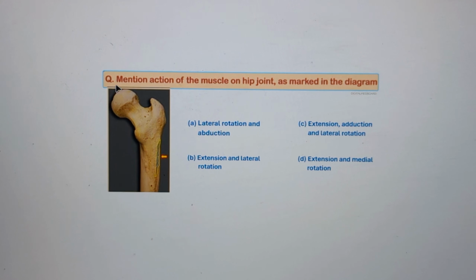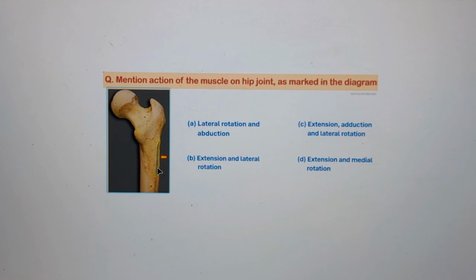We got a question. Mention action of the muscle on hip joint as marked in the diagram. This is a controversial question. The marked structure is the gluteal tuberosity, the insertion site for the gluteus maximus muscle. Based on the discussed functions of the gluteus maximus, both option A and option B can be answers. But according to the order of primary function, option B is the correct answer.